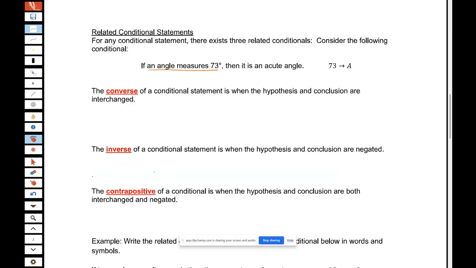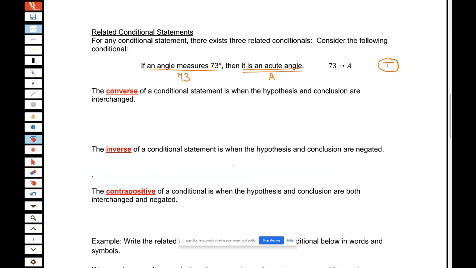If an angle measures 73, then it is an acute angle. So I'm letting 73 imply acute angle. So this is represented by 73. This is represented by acute angle. This is true. An angle that measures 73 is an acute angle because by definition it has to be less than 90 to be called acute, and 73 is less than 90.